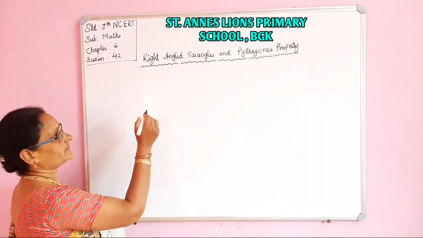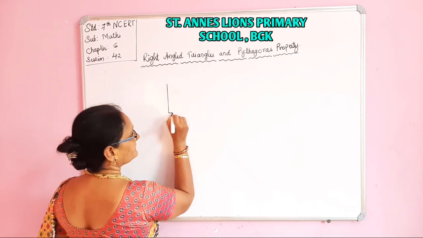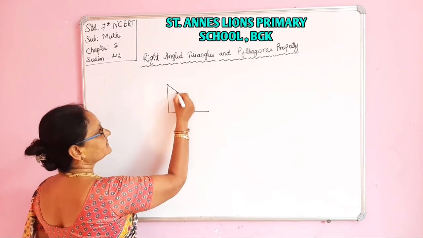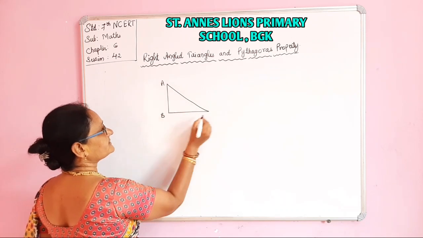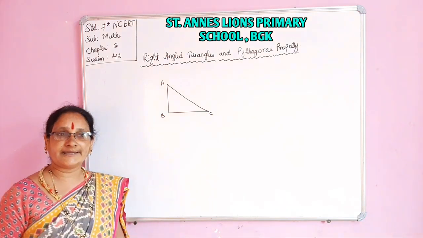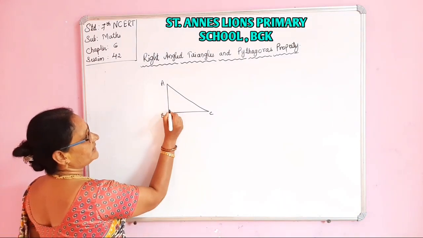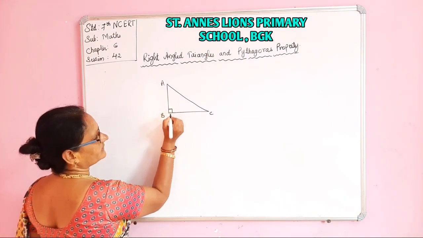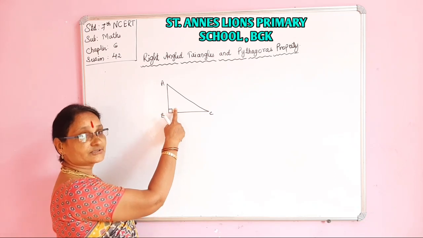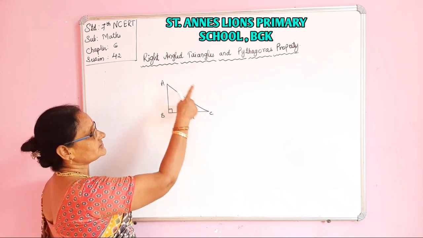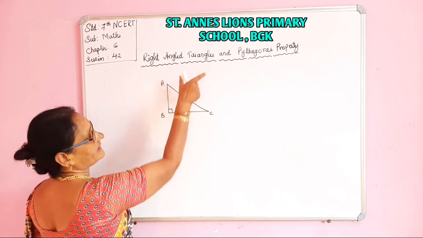First, I want to explain what a right angled triangle is. You have already learnt it in the previous class, but I will recall your memory. This is called a right angled triangle. See here, ABC is a right angled triangle. Why is it called a right angled triangle? Because here angle B is a right angle. In a triangle, if an angle is 90 degrees, then such a triangle is called a right angled triangle.